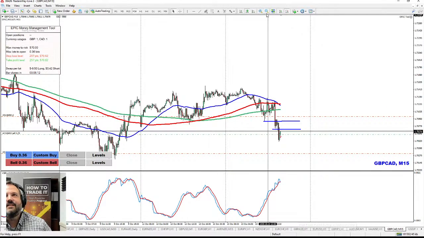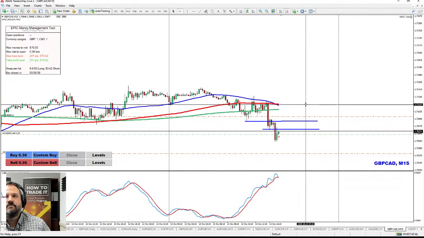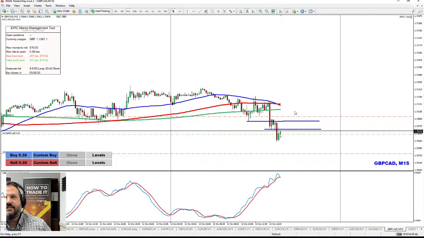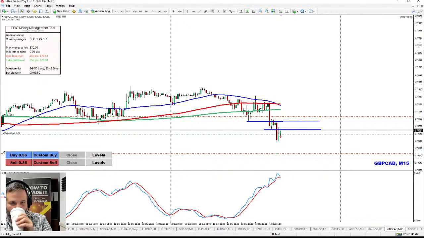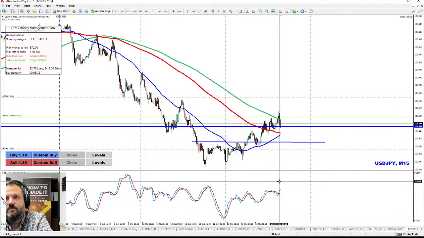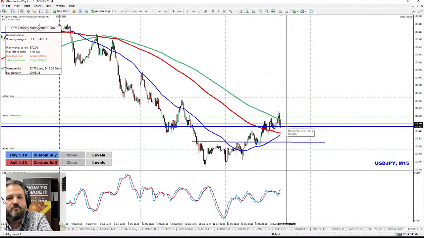Okay, so we're testing this level here on the pound CAD one more time. And I think what I'm going to do, it's got two levels to test. If it goes up past this one, this level could stop it. I was thinking about moving my stop to reduce some of that risk, but I thought, you know what? I'll keep my odds in play by having this second level. It's a good idea. Yeah, sometimes that second level holds.